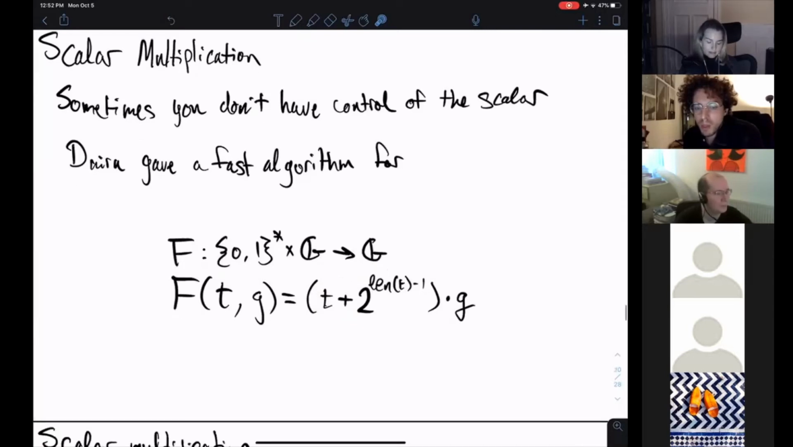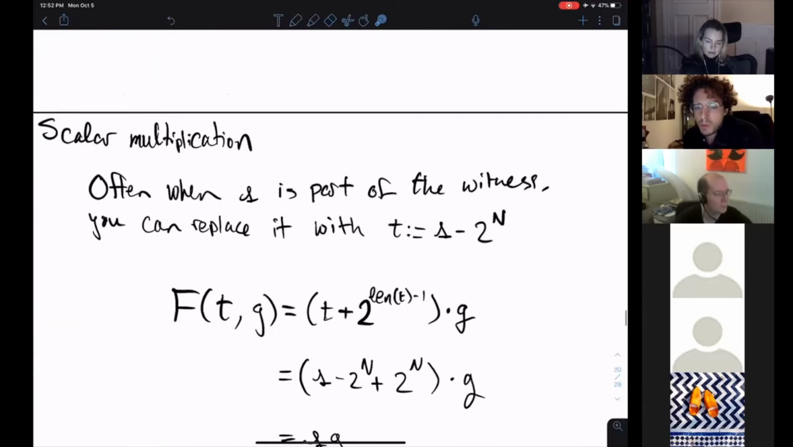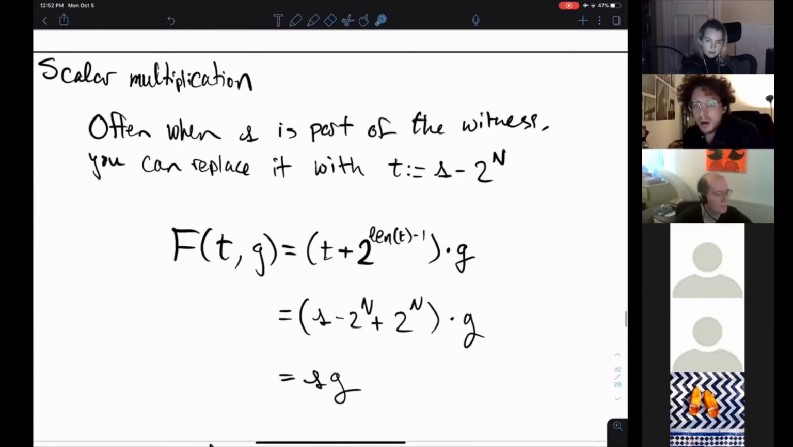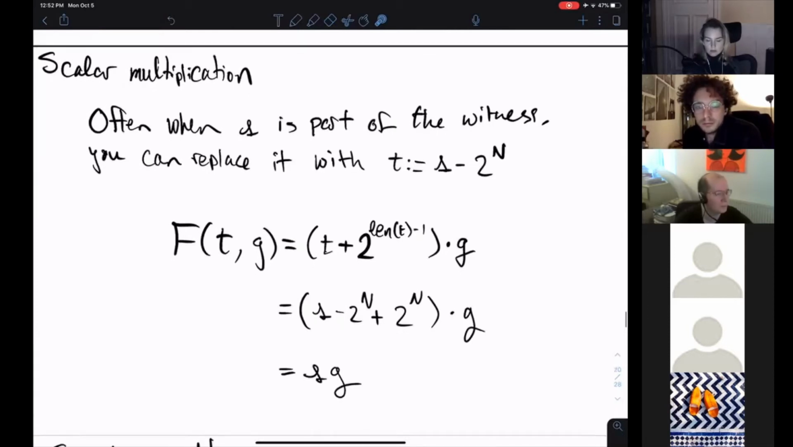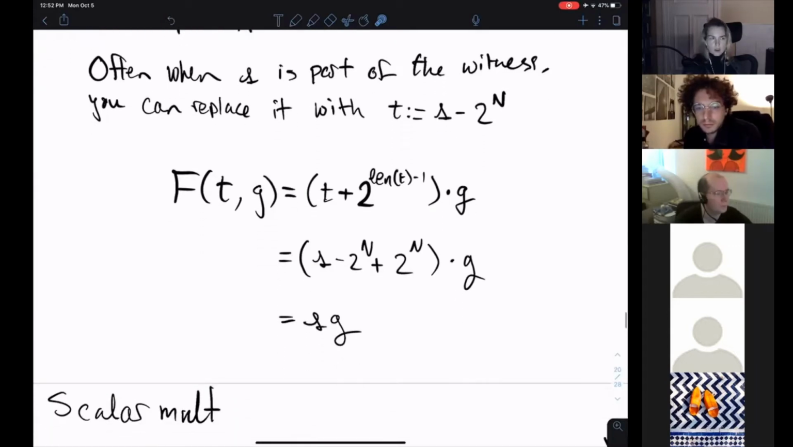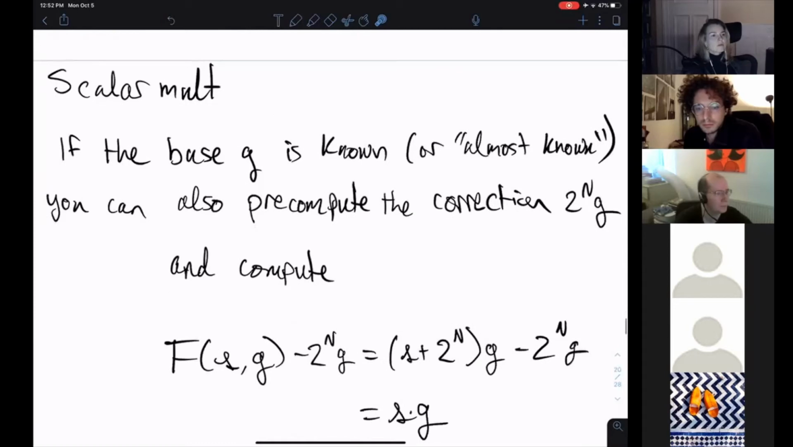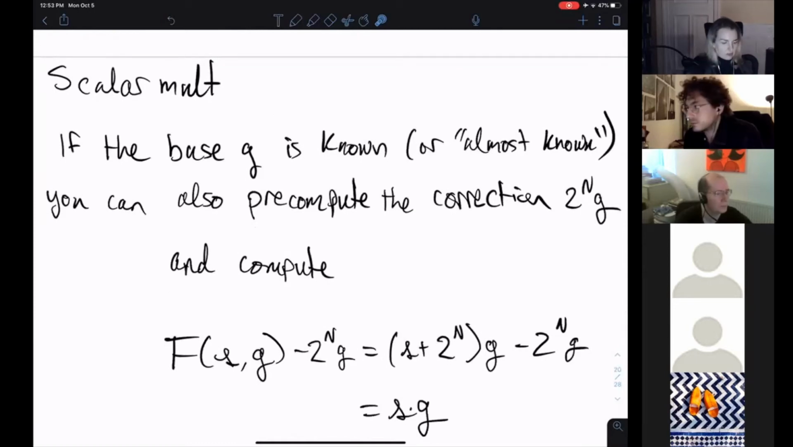And depending on the exact setting, there's a bunch of things you can do. Often, when S is part of the witness, you can just replace it with S minus 2 to the n, and witness that instead. And then as long as in that setting you won't hit any of the edge cases, this is fine, and you can just compute S times G this way. The other way of doing it is if the base of the scalar multiply that you want to do is statically known, or almost known, known up to a small amount of computation that you need to do to disambiguate, you can also just pre-compute this correction of 2 to the n times g and subtract it off at the end.